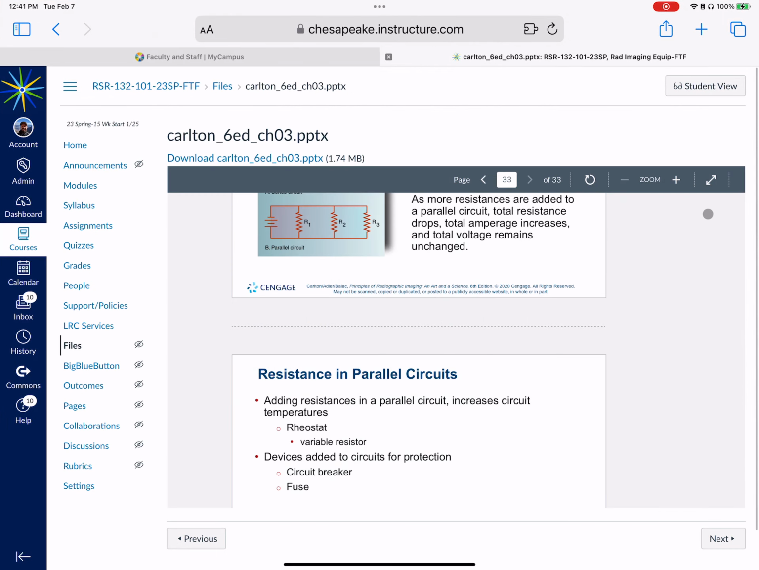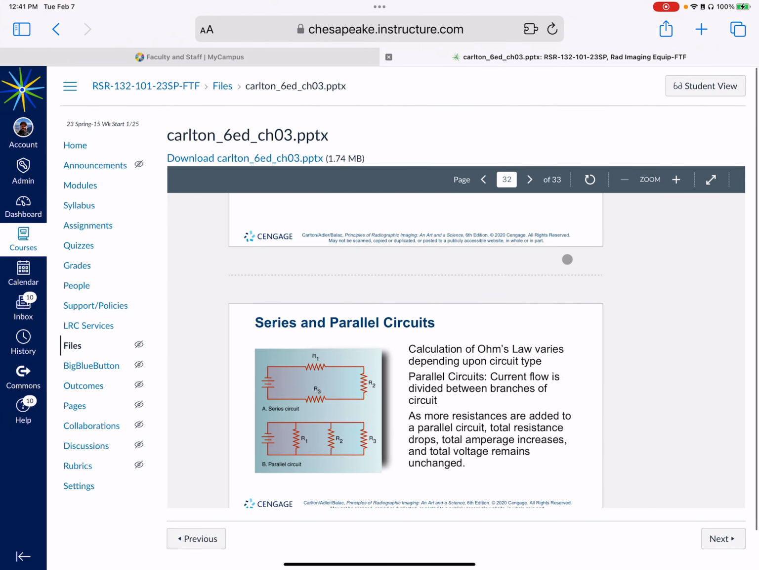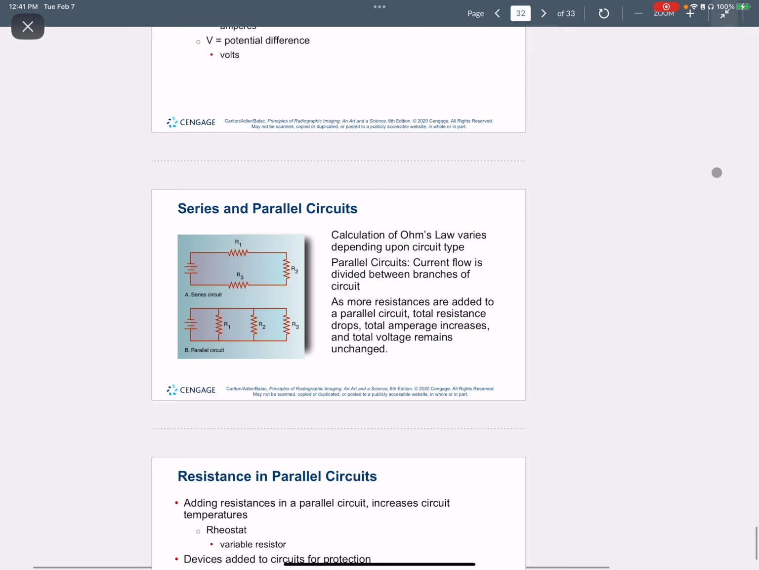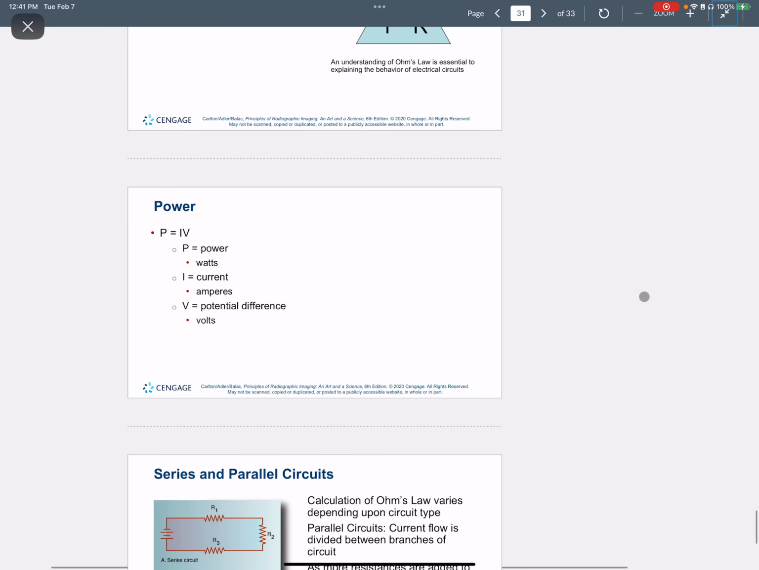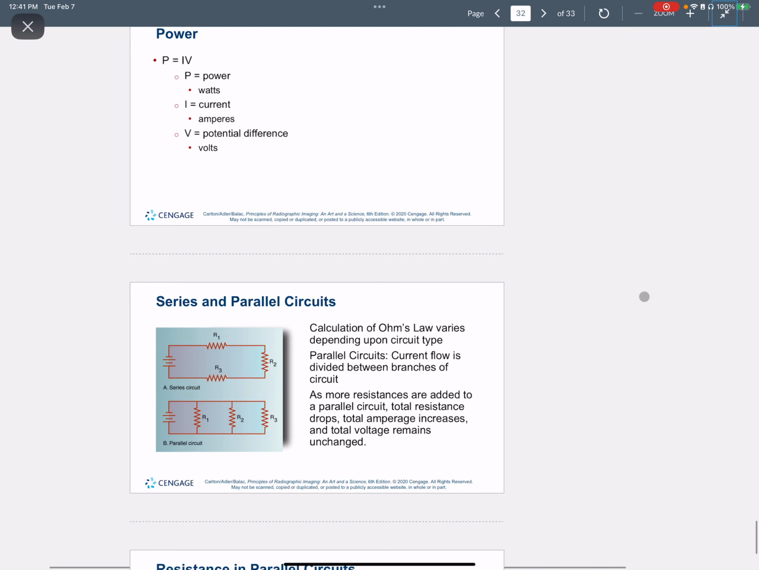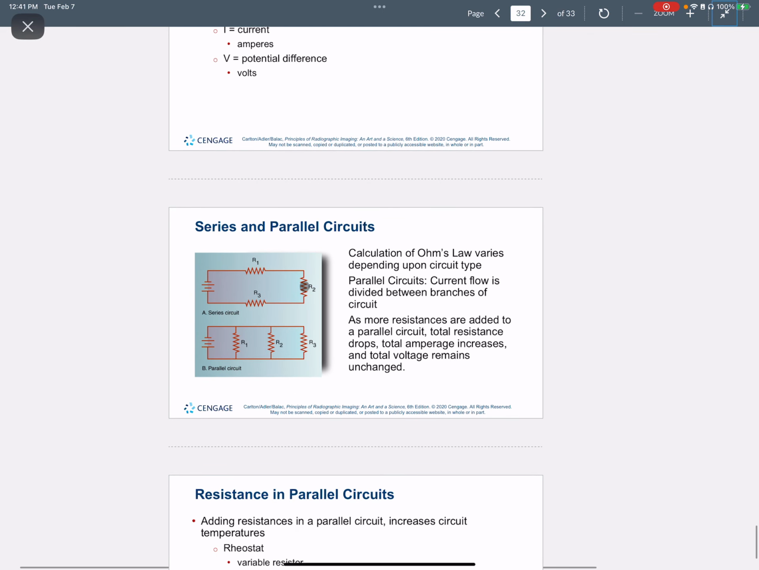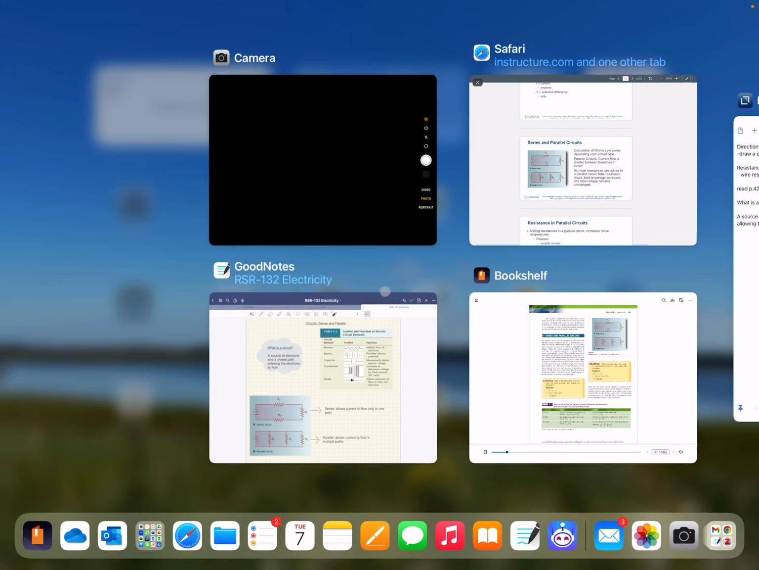So following along in the text, we just got done talking about Ohm's law. And now we're on page 47, series and parallel circuits. If you're following along in the PowerPoint, there's Ohm's law. Again, I said let's skip power. And then we're going to go right into this piece here, series and parallel circuits.